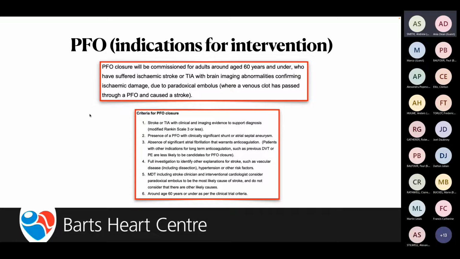All patients being considered for PFO closure need to go through an MDT involving a stroke clinician and an interventional cardiologist, and the panel has to agree that paradoxical embolic phenomenon is the most likely reason for the stroke.